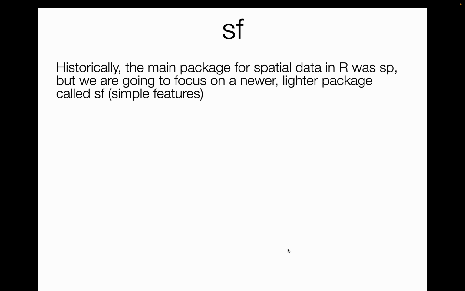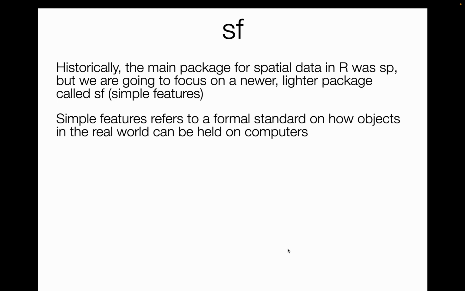The main package in R for a while to work with spatial data was called sp, but sp was big and sort of clunky, and so we're going to use a newer and lighter package. It doesn't have as many dependencies. It doesn't have as many functions in it. It's called sf, which stands for Simple Features.